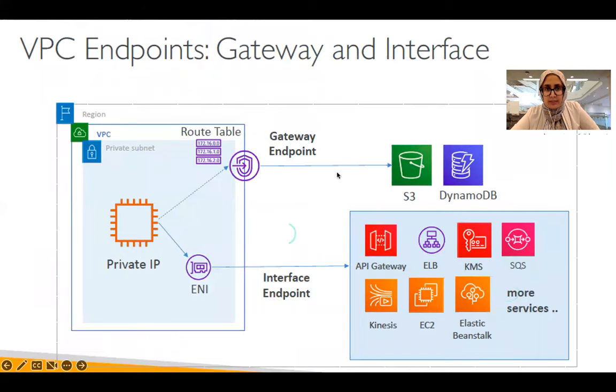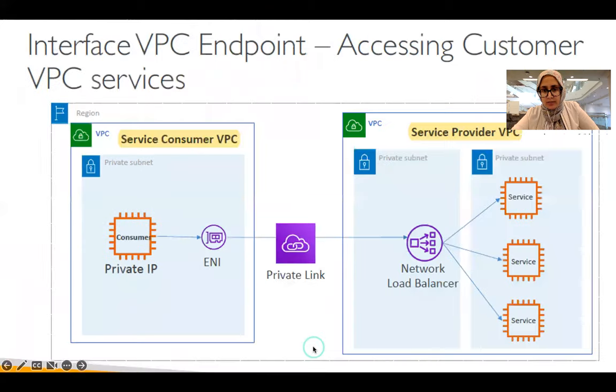Okay, so this is how endpoints can look. For S3 and DynamoDB, you go through the gateway endpoint, and for any other service, you go through the interface endpoint. And for PrivateLink, it's a bit bigger image compared to what I had before, but it's again the service consumer VPC and service provider VPC. You have the network load balancer in here. You have your ENI in the service consumer VPC, and then between them you have PrivateLink. It's more secure and faster.